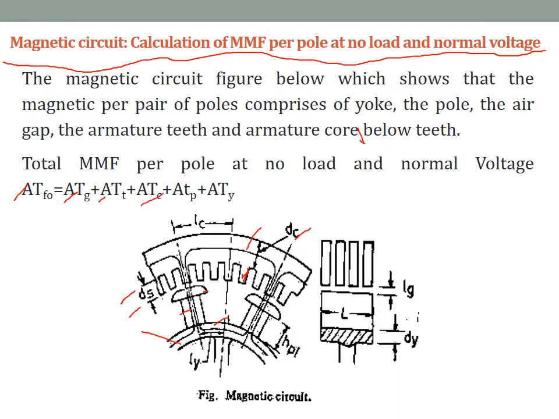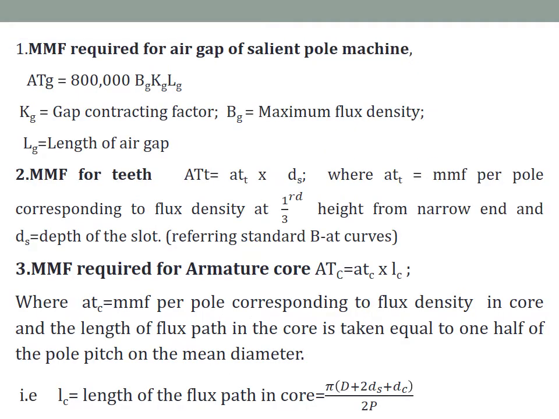This is the stator core and this is the pole body and this is the yoke, the yoke of the rotor, this one. Okay, AT_y. So now see, we'll find out one by one. First, we'll find out the MMF required for the air gap of a salient pole machine.